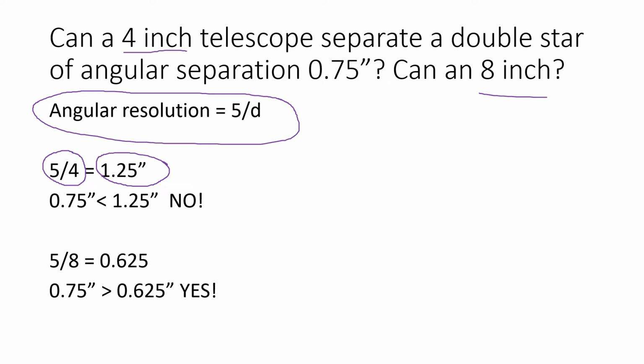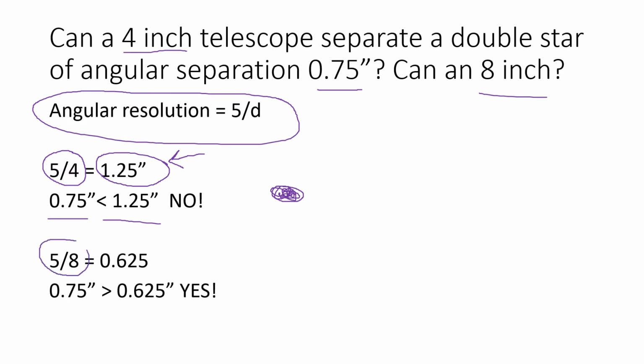So you are given a double star where the two stars appear so close together that their angular separation is only 3/4 of a second of arc. Your telescope can hypothetically see down to this. The separation of those two stars is smaller than the smallest angle the telescope can see. So that double star will appear as one fuzzy blob. You cannot separate it. Well, what about the 8-inch?